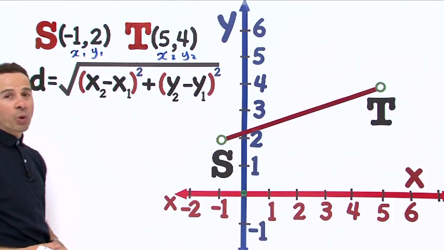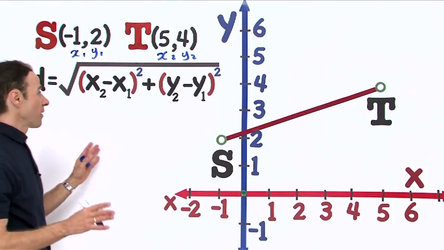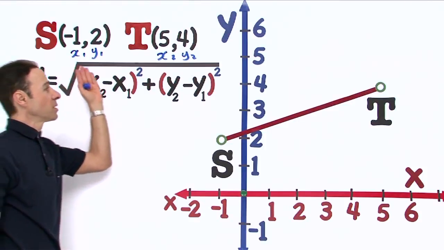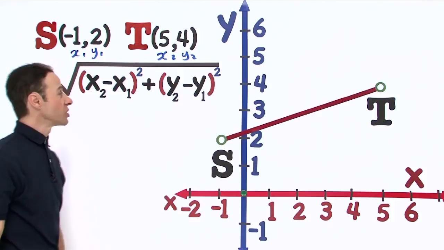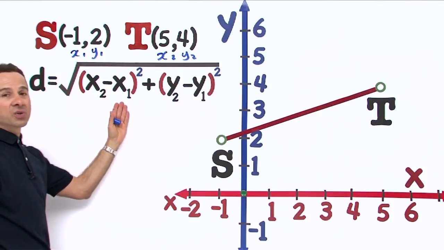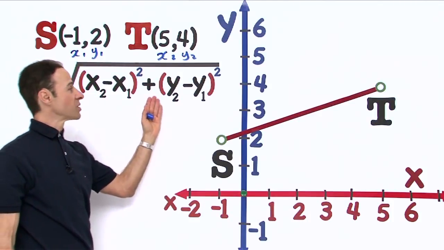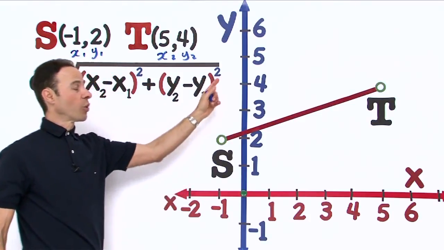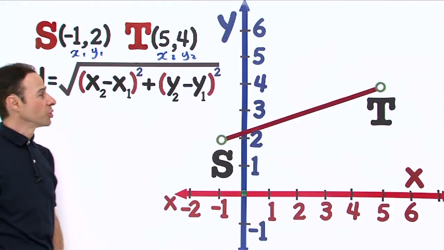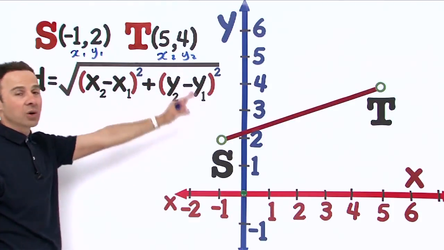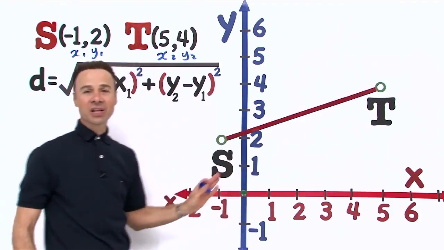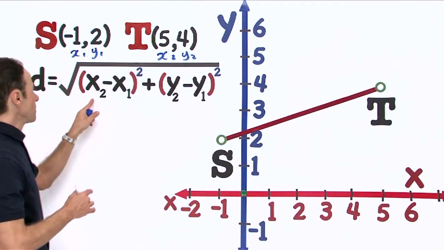Just going through the formula one more time, for those of you that haven't seen it that often: d for distance equals the big giant long square root sign, x2 minus x1 all squared, plus y2 minus y1 all squared. As you can see, that little 2 up there. And then the whole answer, we square root it to get the exact distance between S and T. So let's begin. I'm going to start substituting here.